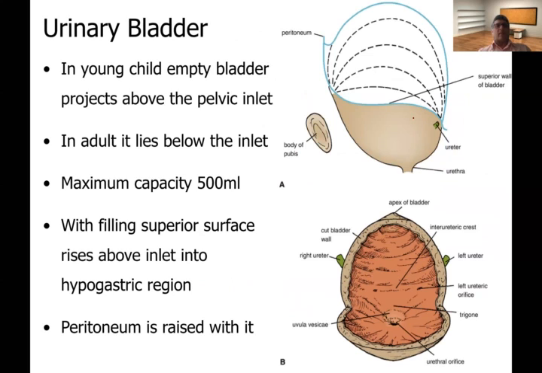Then a few things about the urinary bladder. In young children, the empty bladder can project above the pelvic inlet, but in adults, it lies below the pelvic inlet. But when the bladder is overfilled, as we said before, even in adults, it can get raised above the pubic bones, which you can detect in the lower abdomen. Okay, we have discussed all these points, I think. So the ureters will enter the posterior wall of the bladder, and the urethra will leave the floor of the bladder.